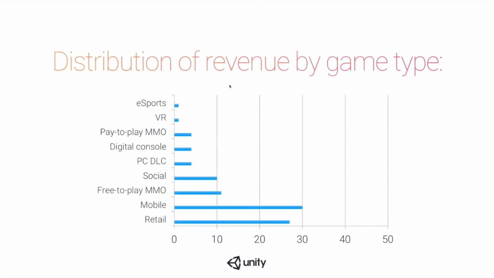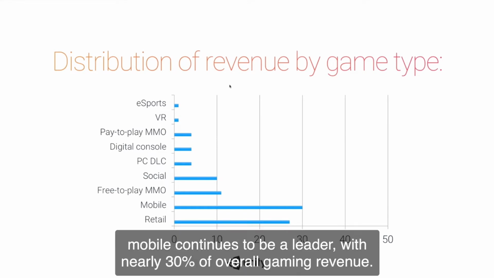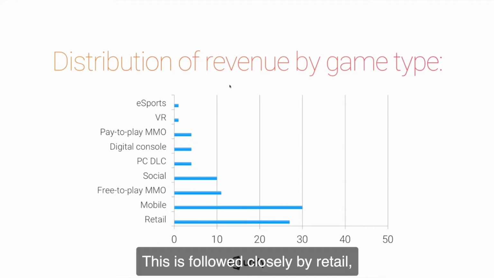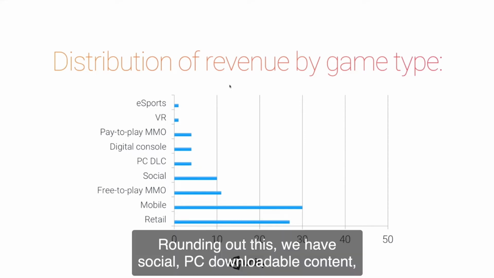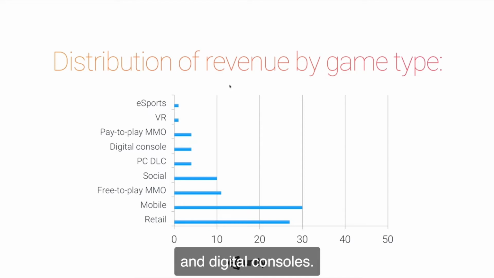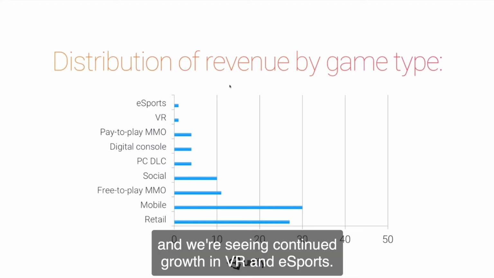When we look at the distribution of revenue by game type, mobile continues to be a leader with nearly 30% of overall gaming revenue. This is followed closely by retail and then free-to-play, massively multiplayer online games. Rounding out this, we have social, PC download content, and digital consoles. Consoles and pay-to-play MMOs make up a small market share, and we're seeing continued growth in VR and esports.